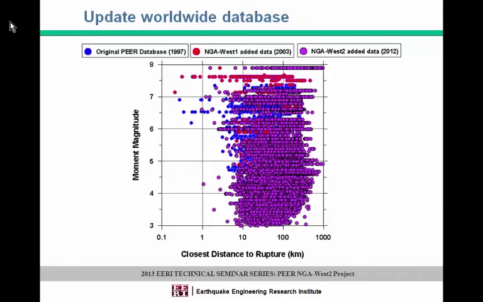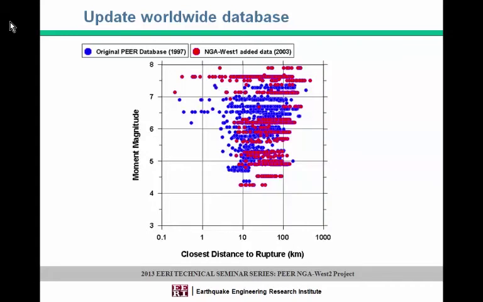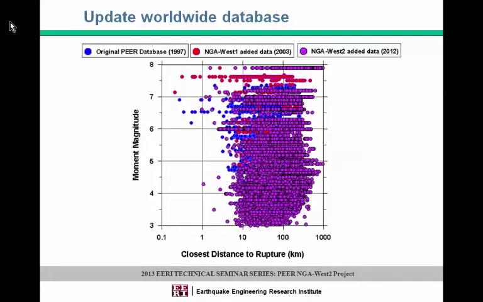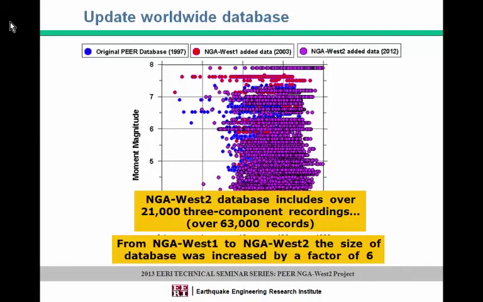This is from magnitude 3 to 8. Let me go back. This is what we had. This is what we have. The new database is a collection of all these colors that you see. Overall, we have about 63,000 individual records, or 21,000 three-component recordings. The size of the database increased by almost a factor of 6.